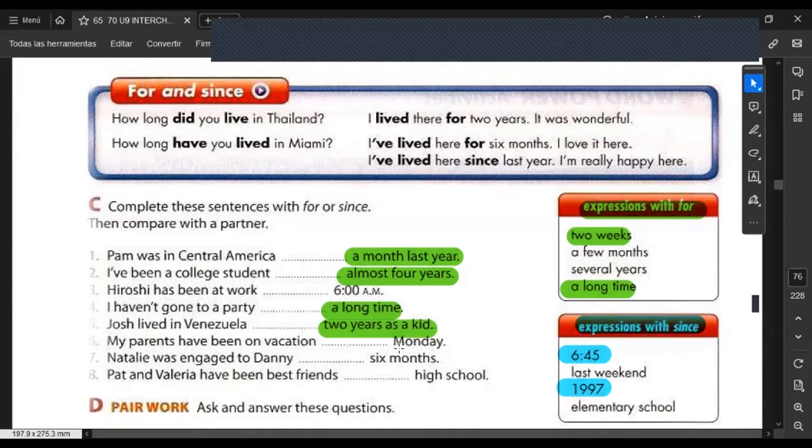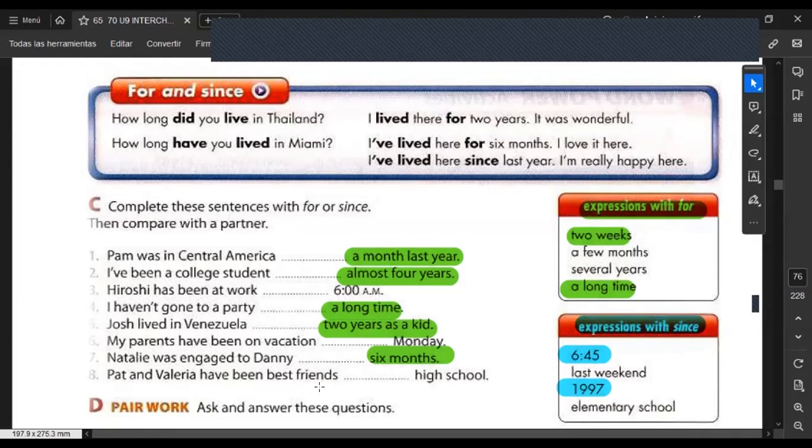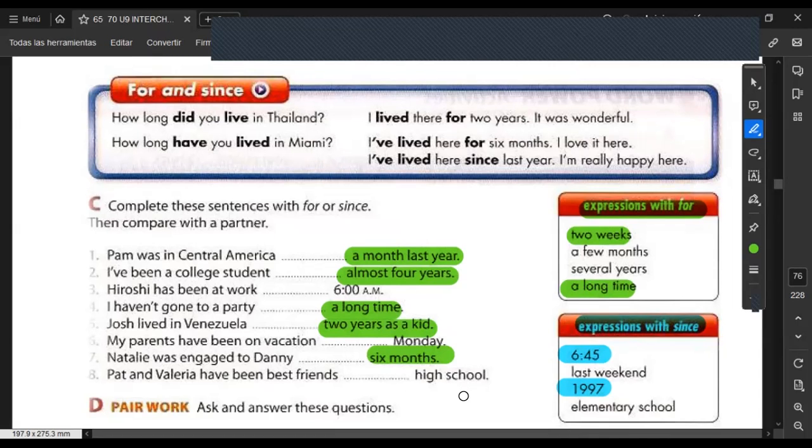Monday. Para los días usamos since. Very good. Since. 6 months. Para los 6 meses, for. Yes, for. ¿Quién da más? For. High school. Dice Pat y Valeria, since. Han sido amigas desde bachillerato. Es since. Desde bachillerato. Es el comienzo porque no se han muerto y siguen siendo amigas, ¿verdad? Entonces, como siguen siendo amigas, es since.